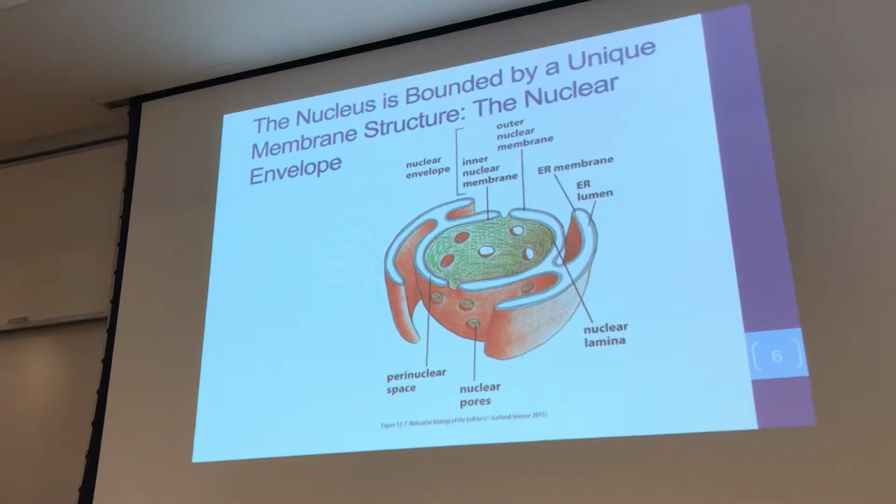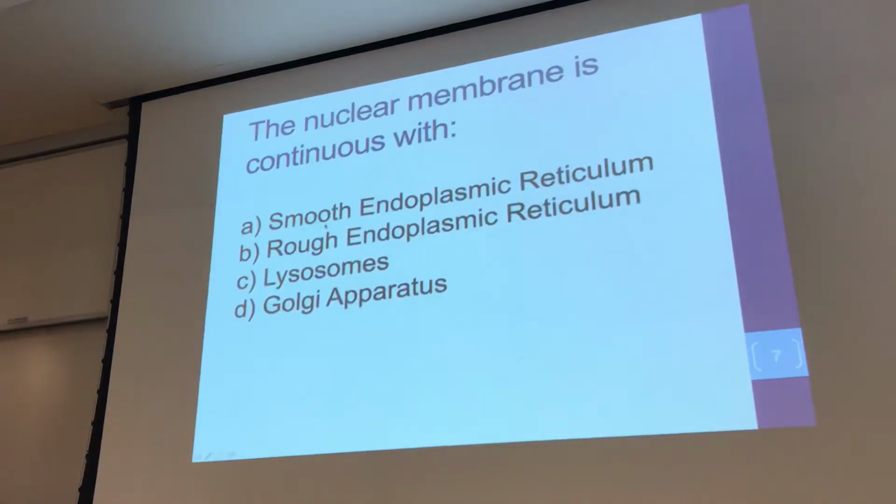So the nuclear envelope was that double layered structure, right? So the inner and the outer membranes together make the nuclear envelope. All right. Then knowing that, the nuclear membrane is continuous with what structure?